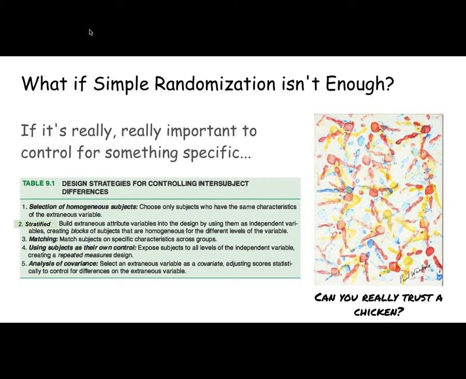If there's one or more confounding factors that an experimenter is really worried about influencing their results, they may want to be certain that that factor is equivalent across the different groups in their study. So there are different approaches experimenters can take if simple randomization isn't enough to control for one or more of these confounding factors.